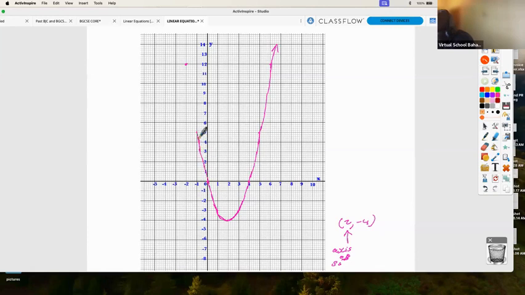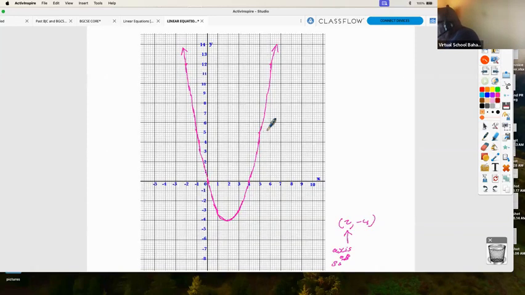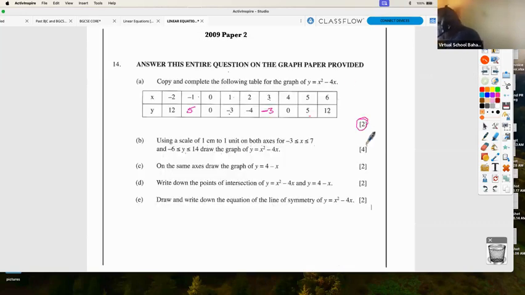The only way you're going to get good at this is if you go home and practice, right? So what is the name of that line? y equals x squared minus 4x. We would have done that for 6 points. Now on the same graph, draw this.